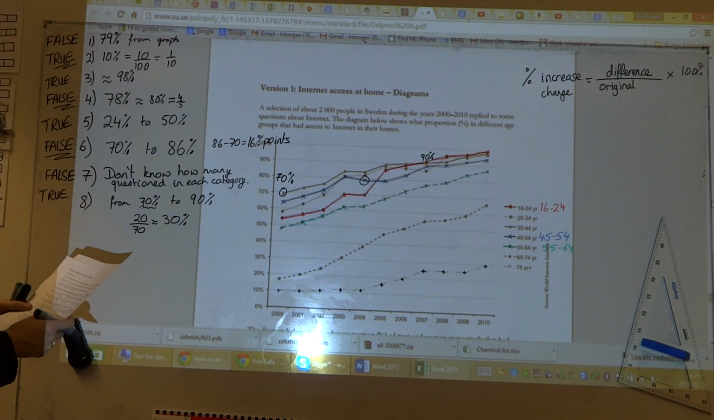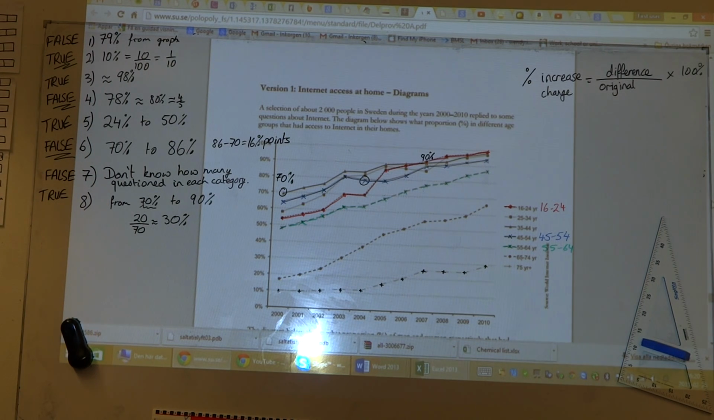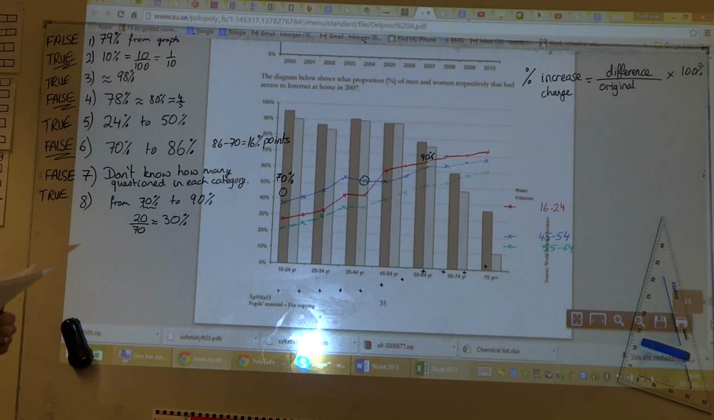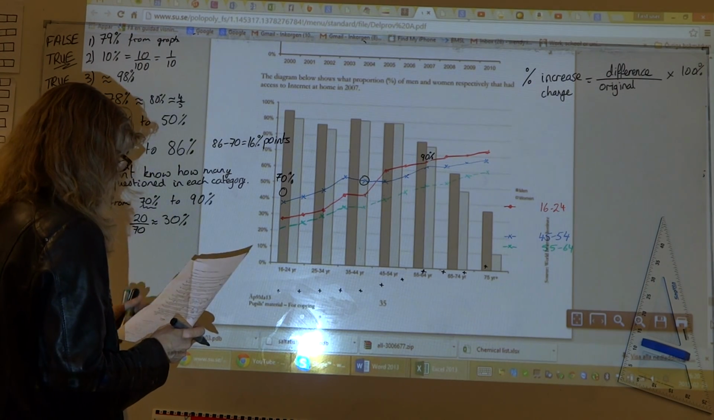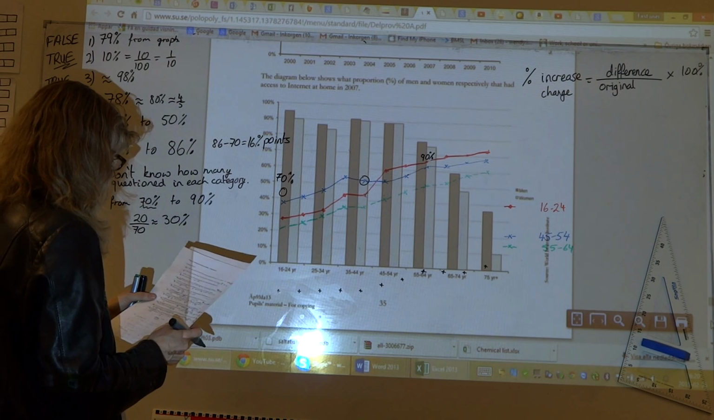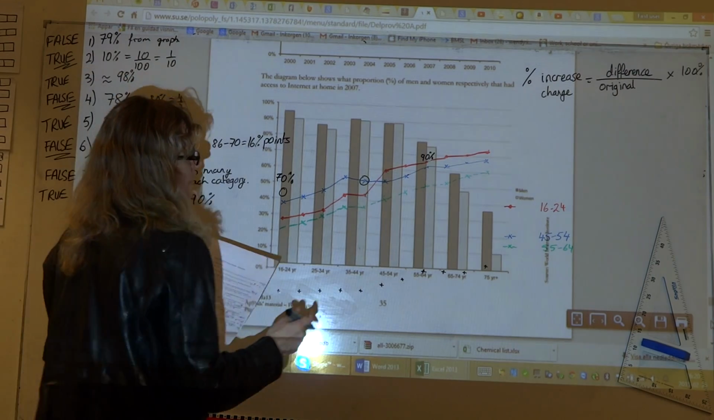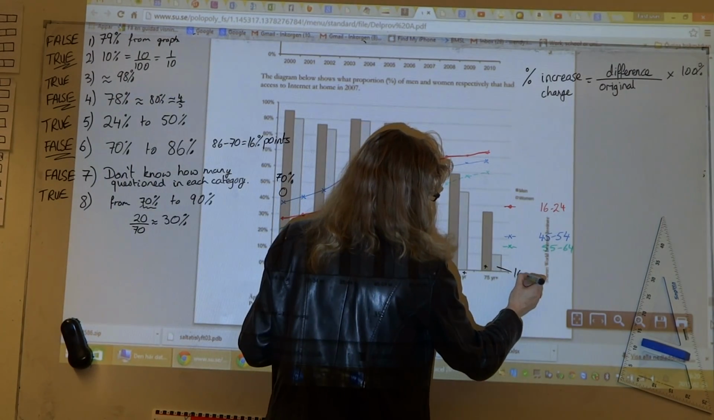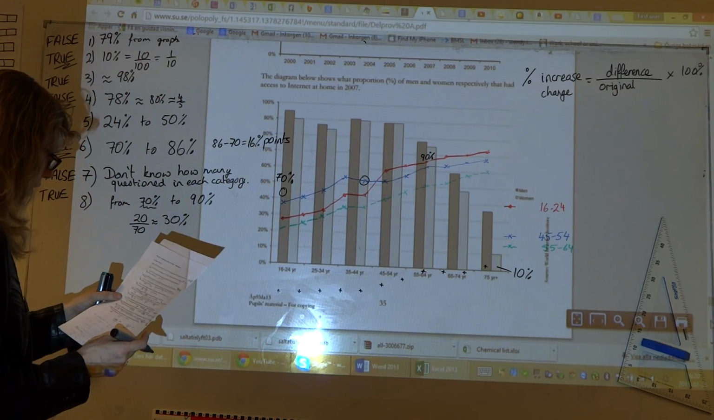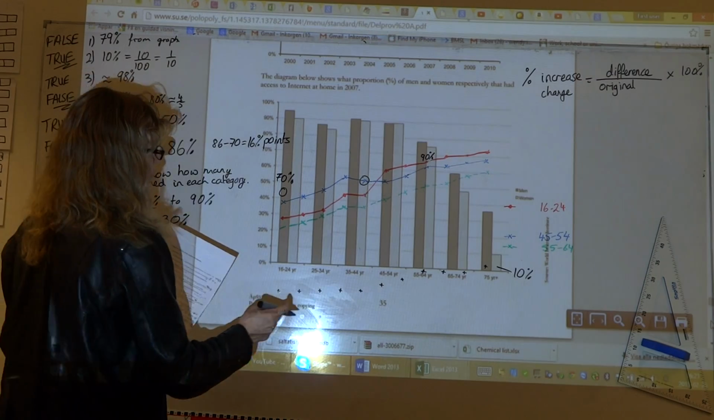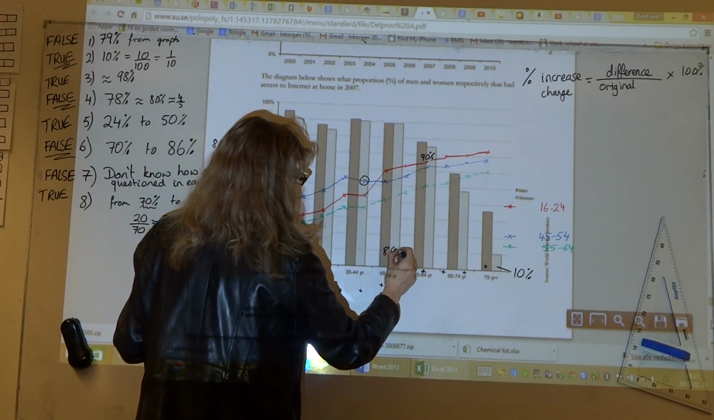Then we have question 9. In 2007, the proportion of women that had access, well, we're talking about women, so we need to go back to the graph down here. In 2007, the proportion of women that had access to internet was 80% lower in the 75 plus. Well, the 75 years plus, we know, was at 10%. And in 2007, the 45 to 54, if we look up here, we've got about 89%.